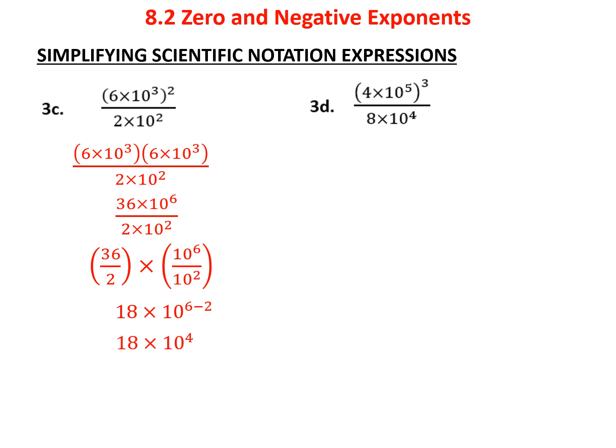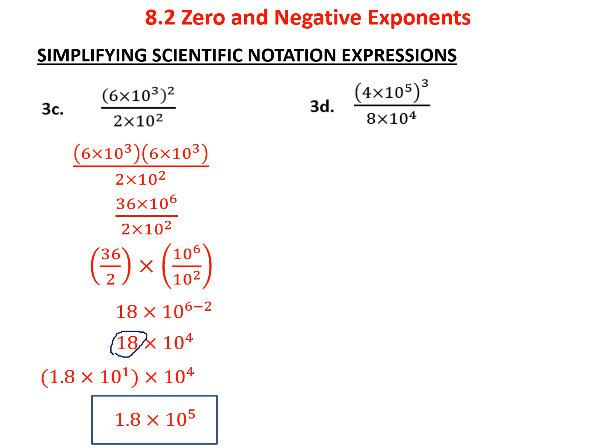Now, you might be tempted at this point to say, okay, I'm done. But remember, in scientific notation, this particular number has to be less than 10 and greater than 1. So what we're going to have to do here is change 18 to 1.8 times 10 to the 1. Now that factor 1.8 is what we want it to be, but we have an extra 10. So 10 to the 1 times 10 to the 4, 1 plus 4 is 10 to the 5. And that's our final answer in correct scientific notation.